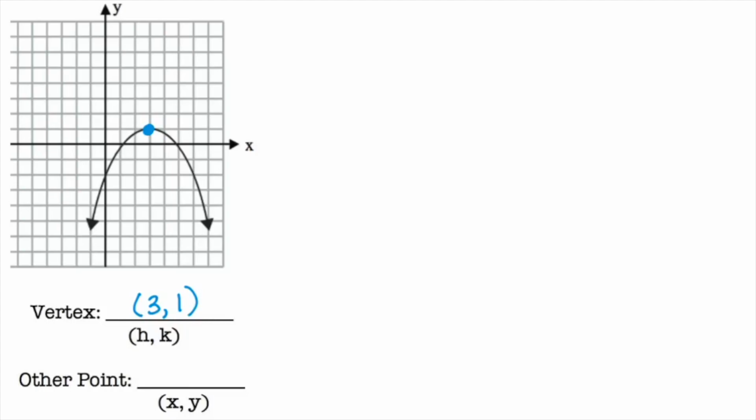Then you want to find one other point that's on the parabola, and I would suggest not using the y-intercept, maybe finding another point, but you can find the y-intercept if you want. But for me, I use (6, -2), and then you're going to plug it into vertex form.